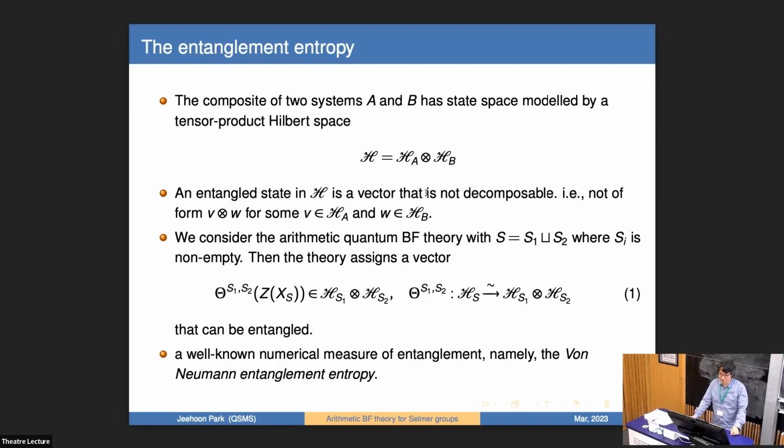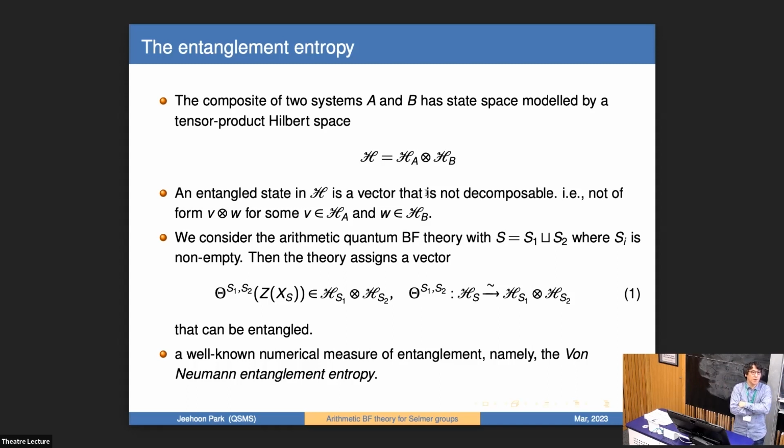So what is entanglement entropy? Mathematically, it's very easy. You have an S, and there's a decomposition S1 and S2 that I choose. Then the theory gives us a Hilbert space associated to S, which is the tensor product of H_S1 tensor H_S2, right? And then the theory gives a vector in there, that's the partition function. The question is whether this is a pure vector or not. In other words, does it have the form V tensor W, like pure, or is it a linear combination of products of vectors?